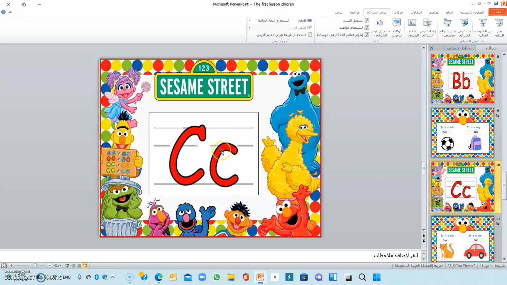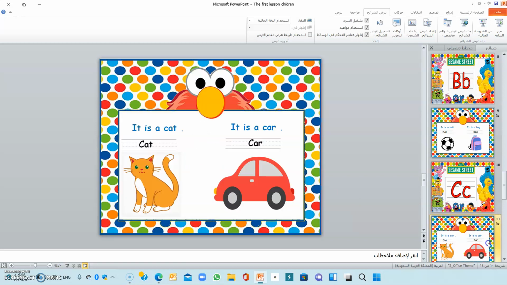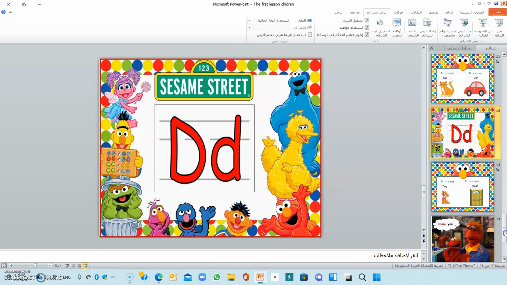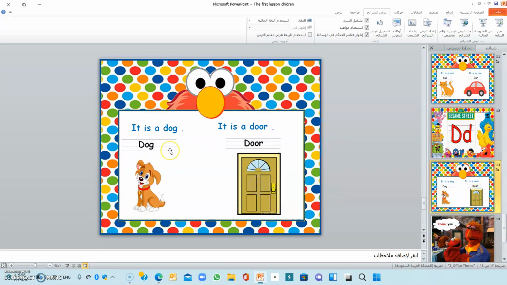What about this letter? Capital C, small c, and the sound is k, k. The words are cat, car. It is a cat. It is a car. What about this? Capital D, small d, and the sound is d, d. The words are dog, door. It is a dog. It is a door.